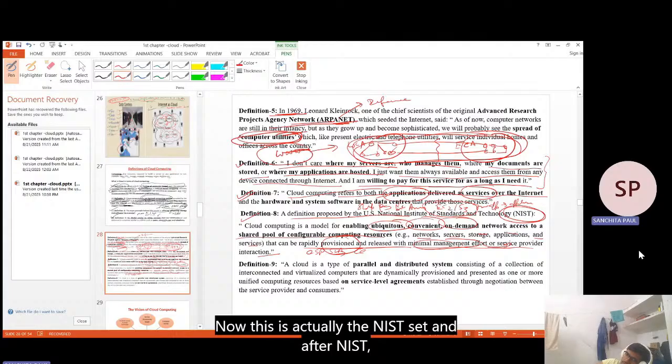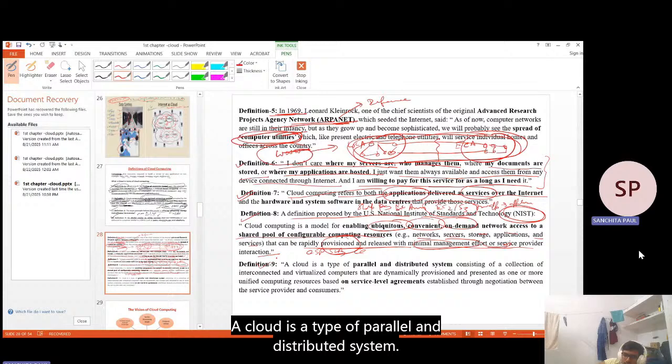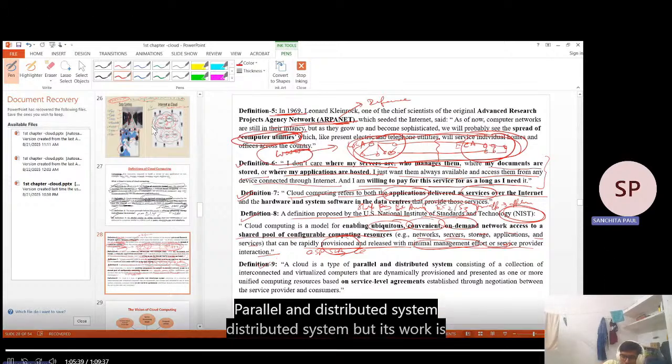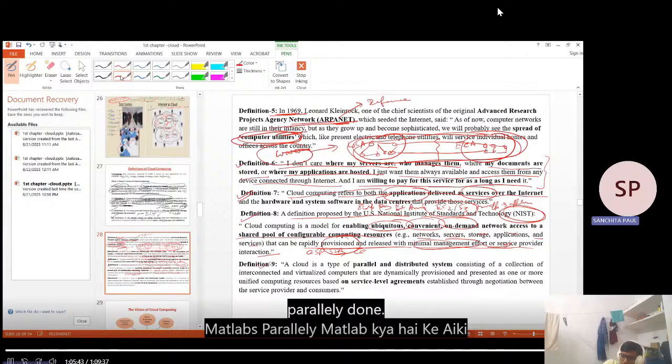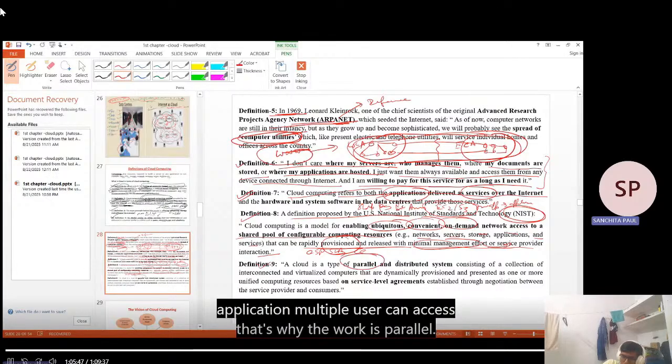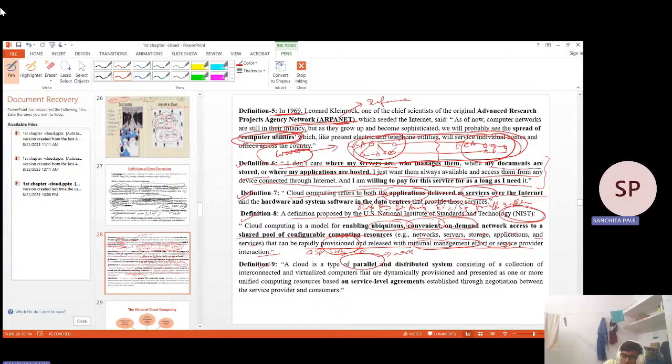And after NIST, there is another, 9th definition over here. A cloud is a type of parallel and distributed system. Parallel and distributed system क्यों बोला जाता है? क्योंकि ये है distributed system, but its work is done parallelly. मतलब parallelly मतलब क्या है कि एक ही application multiple users can access. ठीक है. That's why the work is parallel, but it is a distributed system.